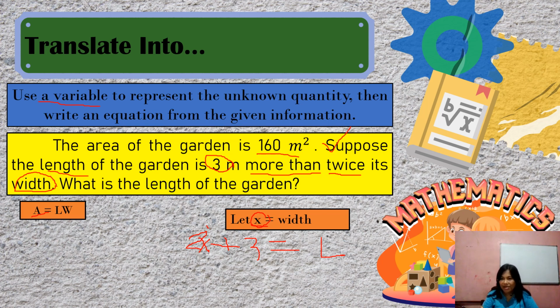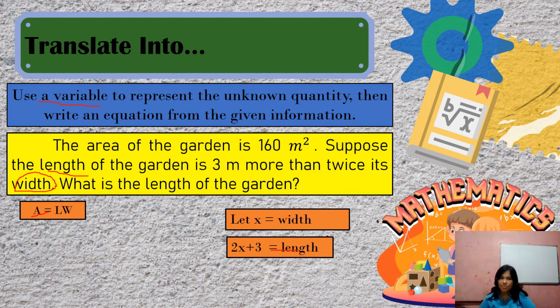Now, let us check if our work is correct. Okay, so that is 2x plus 3. Let me erase it first para walang sapaw. Sandali lang. Okay, tanggalin natin yan. Okay, so wala nang sapaw. Ngayon, meron na tayong length and width. Di ba yung area is length times width? So, pwede na natin gamitin yung length times width.